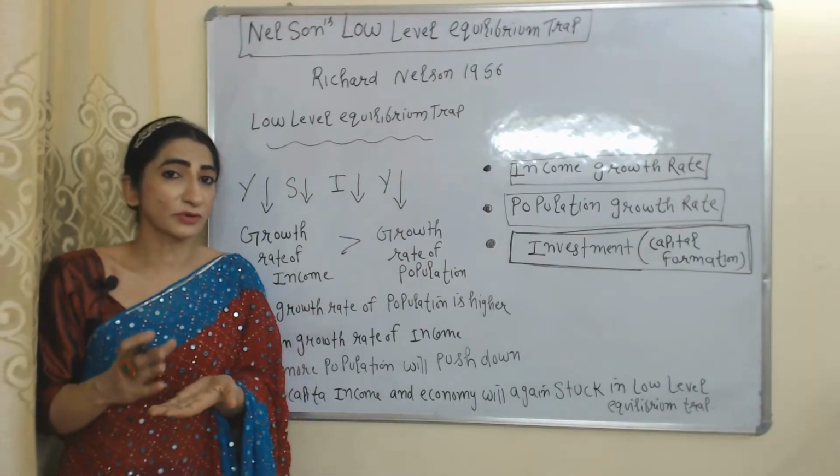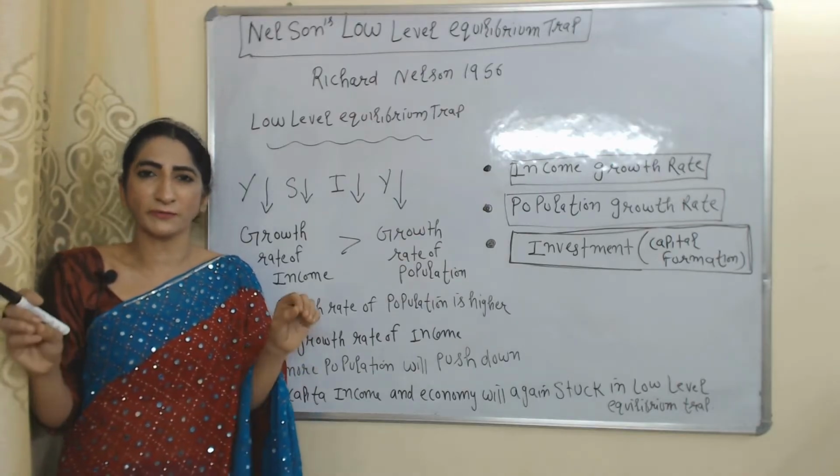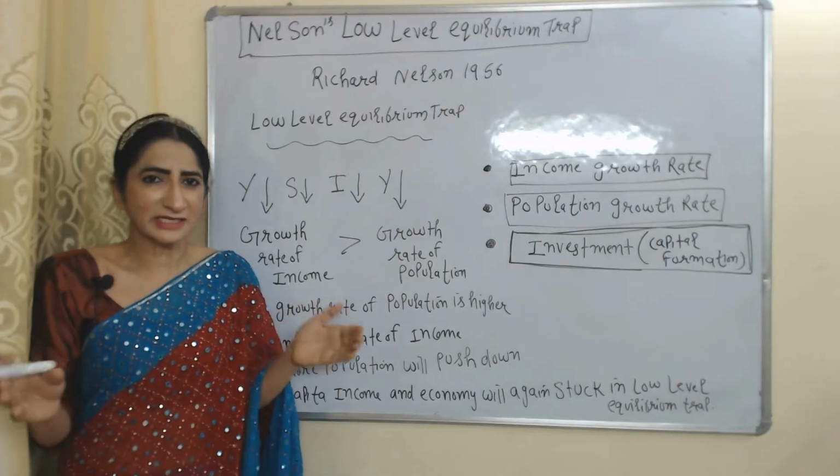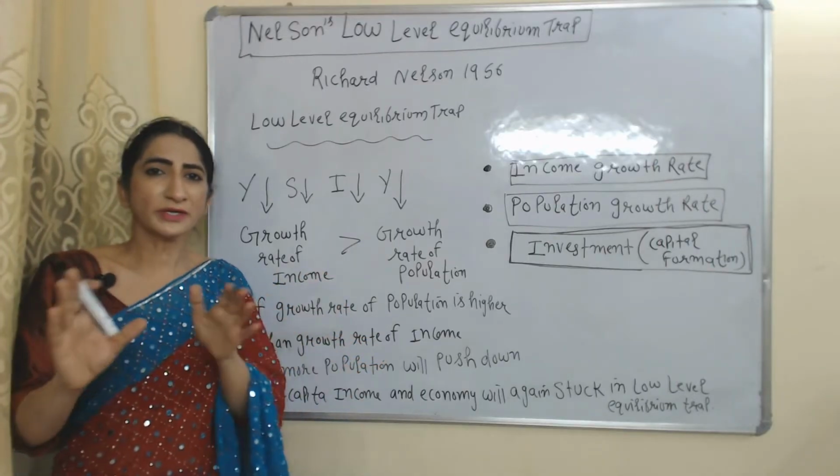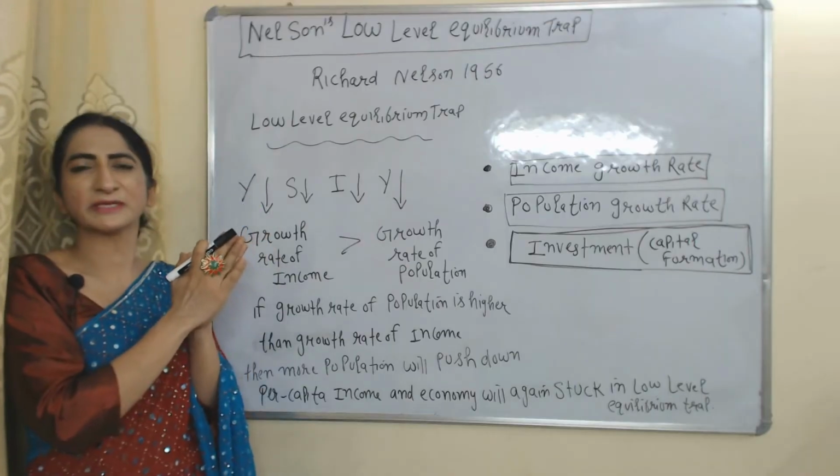Today we are going to talk about Nelson's low level of equilibrium trap. This theory was given by Richard Nelson in 1956. What do you mean by low level of equilibrium trap?